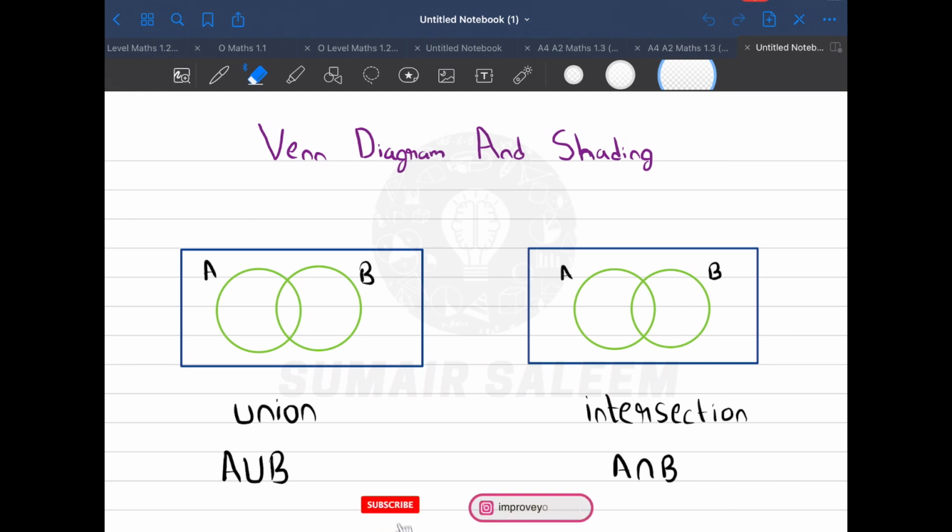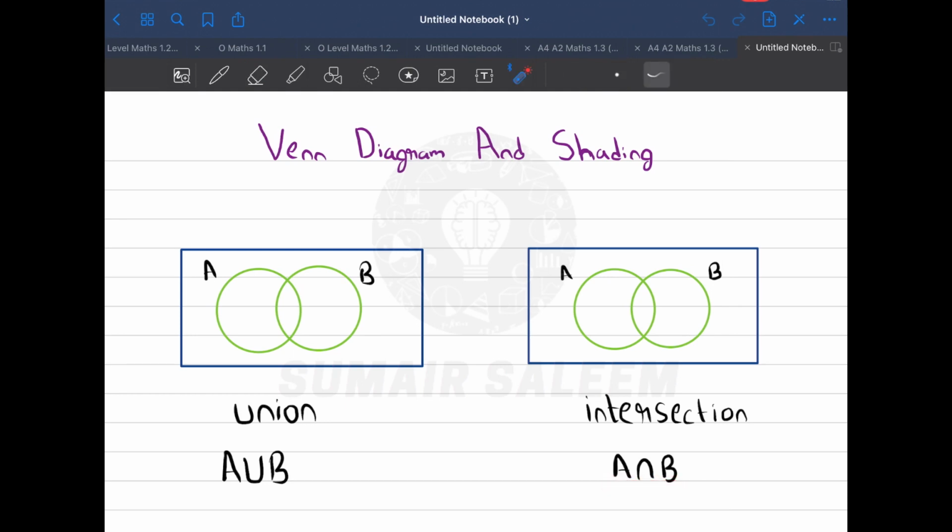So let's begin. First of all, let's recall what's union? All elements of A and all elements of B. The elements which are repeated will only be written once. And what's intersection? Common elements in both set A and set B.